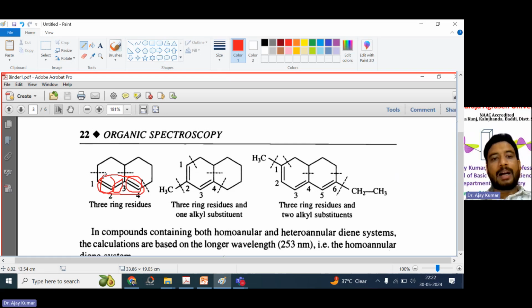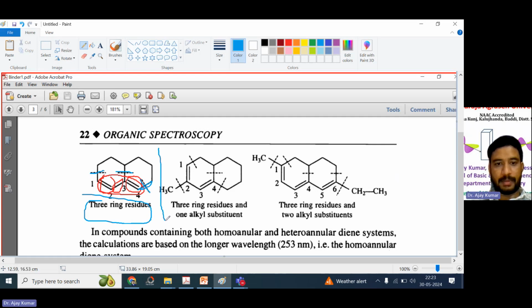The first step to identify the ring residue or alkyl substituents is, first of all, you have to identify the part of conjugation. So here we can see double bond, single bond, and double bond. This is the part of our conjugation. Now we have to identify where is the substitution. So here is substitution, this is also a substitution to our conjugation, and this is also a substitution. So there are three ring residues in this case.